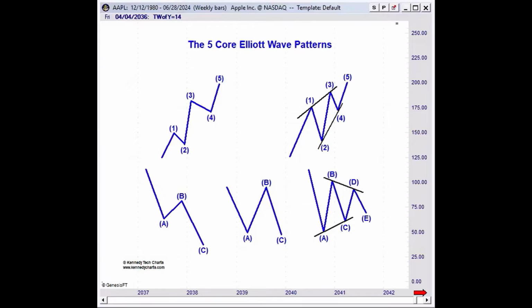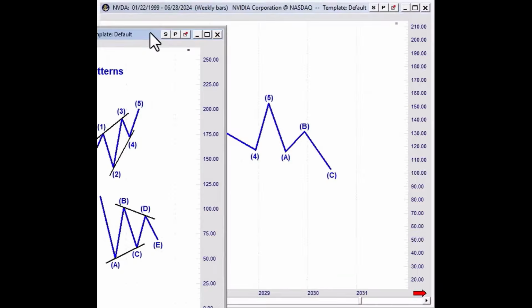So what we're going to be discussing today is how to trade the impulse wave. Tomorrow we're going to look at the diagonal. With Thursday we'll look at the zigzag, and then next week we'll go into the flat and the triangle. So let's go ahead and get started.